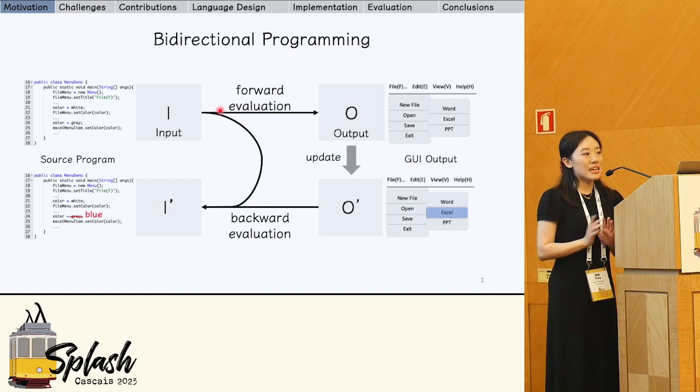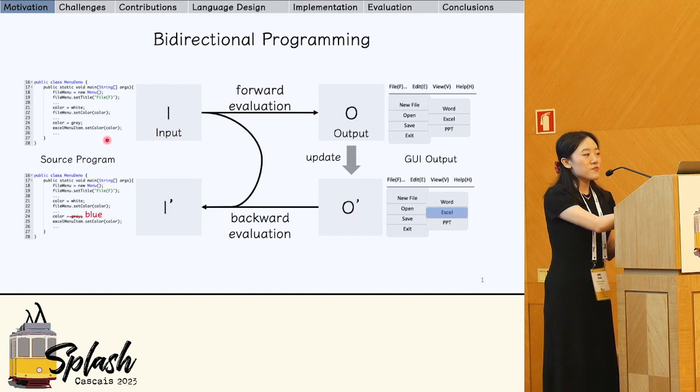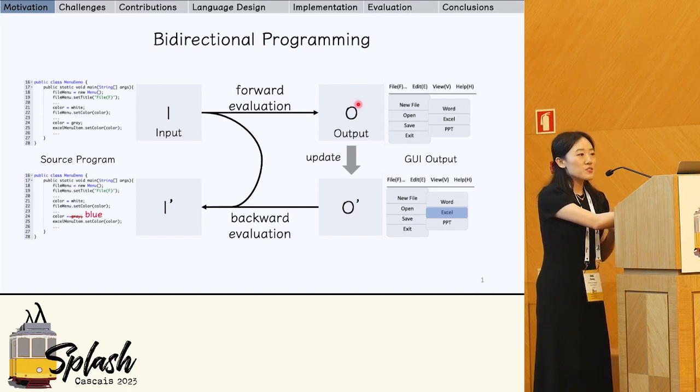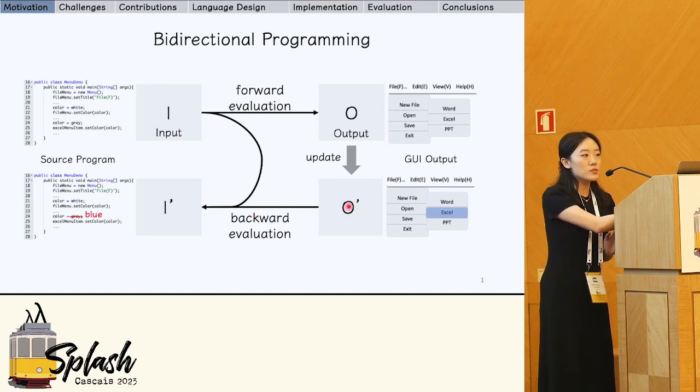Bidirectional programming has two directions. In one direction, users can forward evaluate the input to get the output. In the other direction, users can also modify the output and apply a backward evaluation to the original input and the updated output to get the updated input.